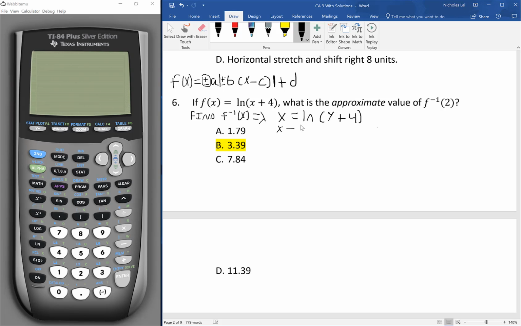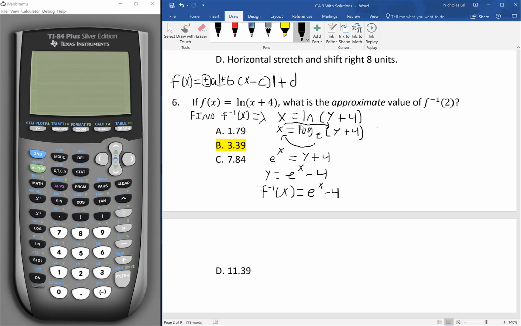So we can say x is equal to the log base e of y plus 4, if that helps us out. And we can rewrite our logarithm so that e to the x equals y plus 4. Isolate y so that we have y is equal to e to the x minus 4. And now we need to get the y by itself. So the inverse of the function is going to be equal to e to the x minus 4, right, an inverse notation.